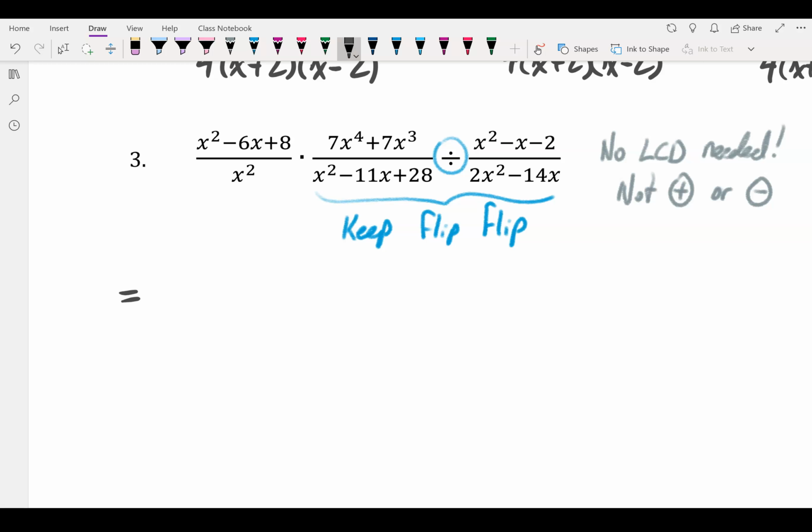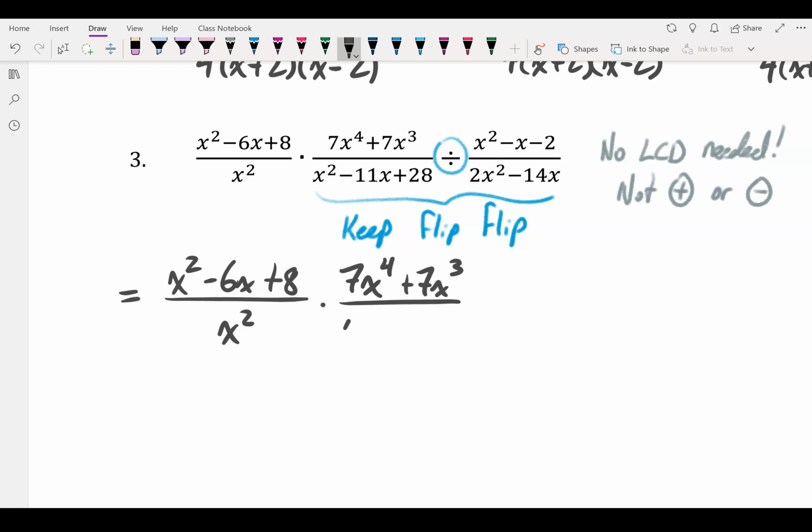I'm going to leave that first fraction just like it is. You could factor it now if you wanted to. I'm just going to choose not to so that I show more steps. Again, feel free to factor it right now. I'm going to keep this one because this is part of my group that I want to do keep, flip, flip on. And I'm going to flip the sign, and I'm going to flip the fraction.